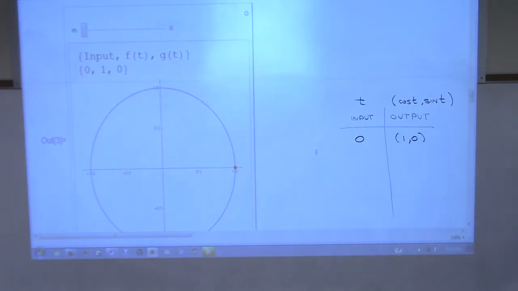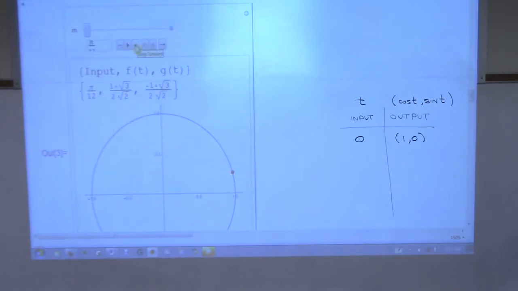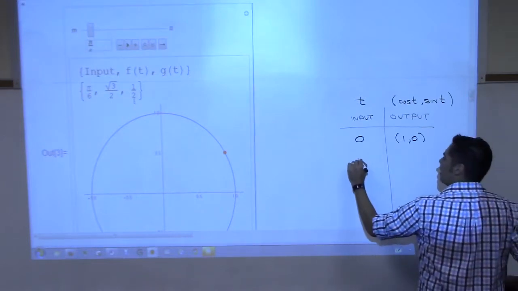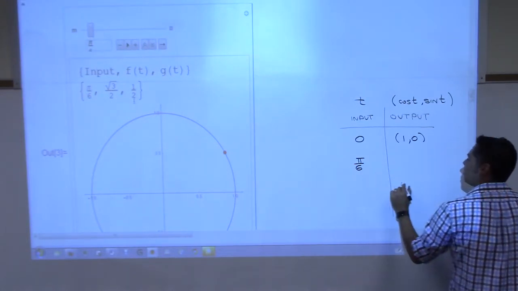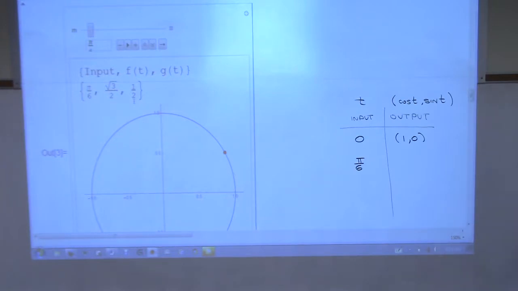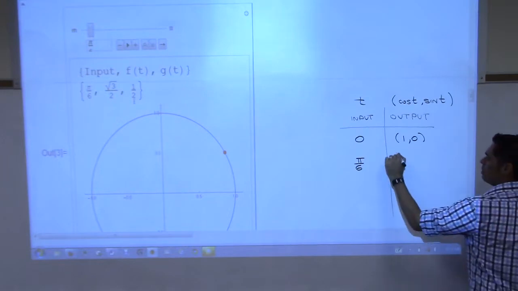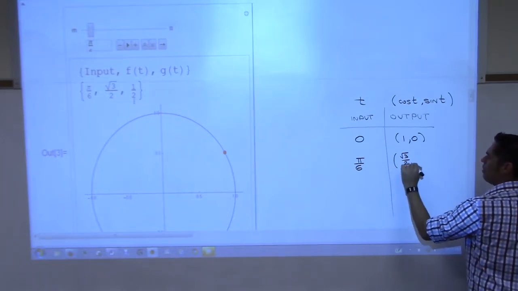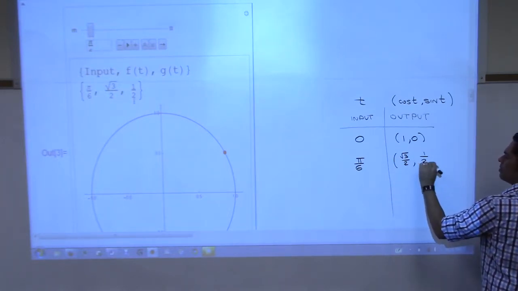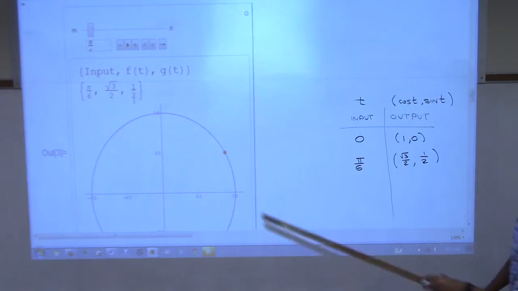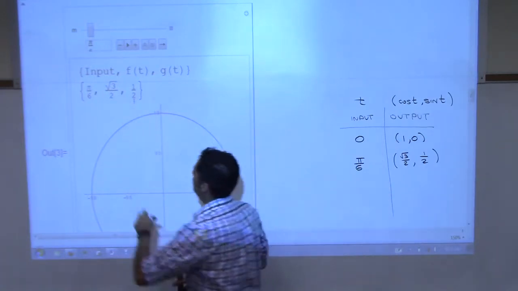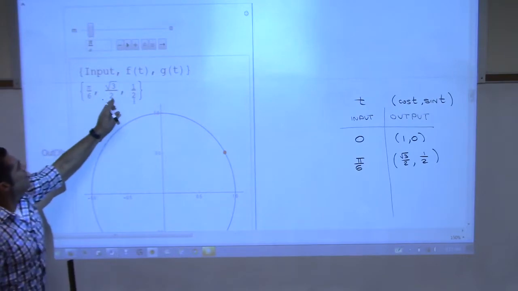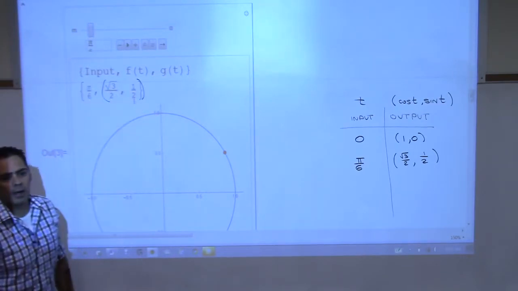Let's pick another value of t, but let's pick something that we know we can do cosine and sine of. How about pi over 6? That's a common angle, isn't it? Cosine of pi over 6 is root 3 over 2, and then the y coordinate, sine of pi over 6, is 1/2. And that's right here. You can see it here. So do y'all understand how this is working now? Input, and then this is actually like an ordered pair there. Understand?